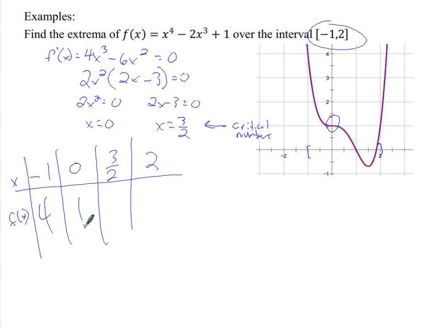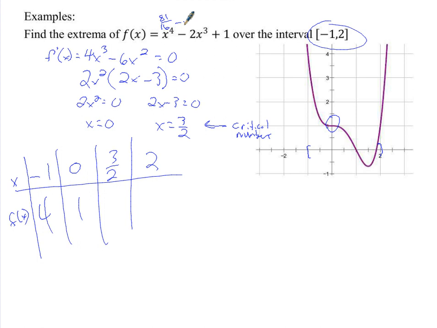3 halves is going to be kind of a rough one to work on, but I think we can do it. We have x to the fourth, so 3 halves to the fourth power. That's 3 to the fourth over 2 to the fourth. 3 to the fourth is like 9 times 9, which is 81. So I have 81 over what? So 4 times 4 is 16. Minus 2 times x to the third. So 3 halves to the third, we're looking at 27 over 8.